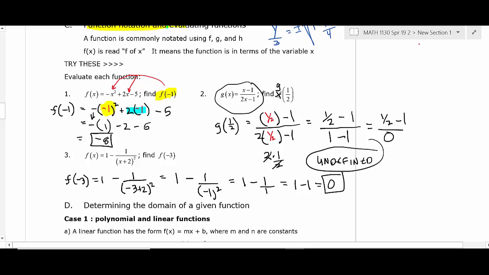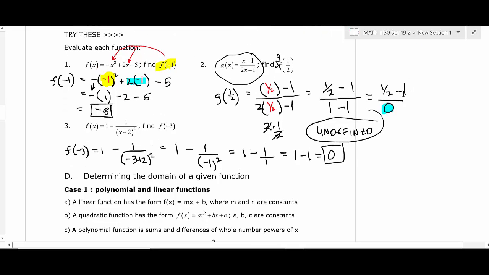Okay, so that's evaluating a function. Now you do evaluating a function all the time in math and calculus. It's just fundamental stuff that you want to know how to do. It's mostly arithmetic. Occasionally you will get that 0 denominator, so in that case that's undefined. Okay? Okay.